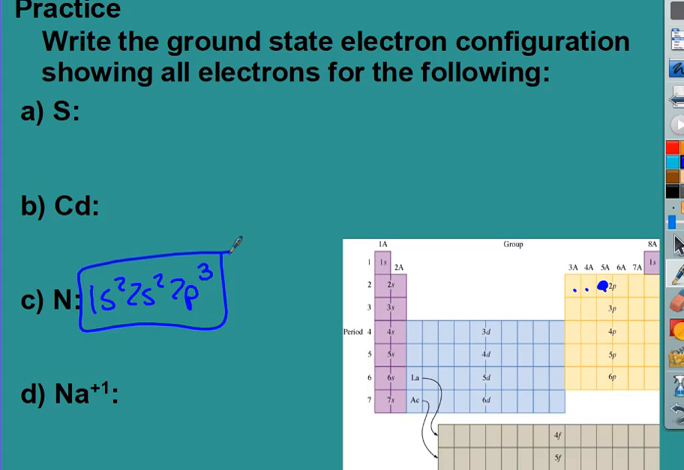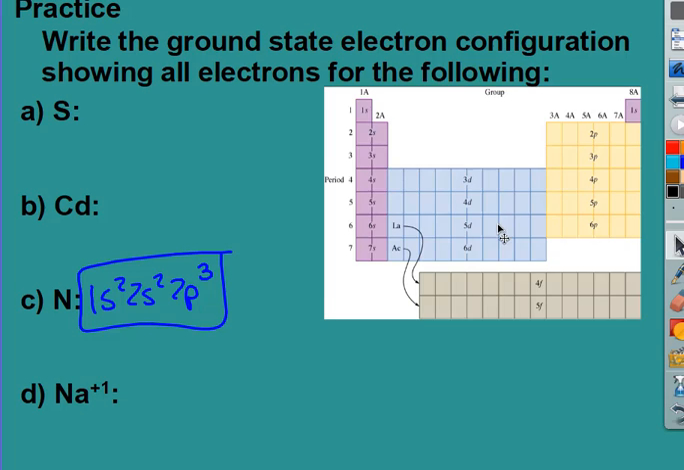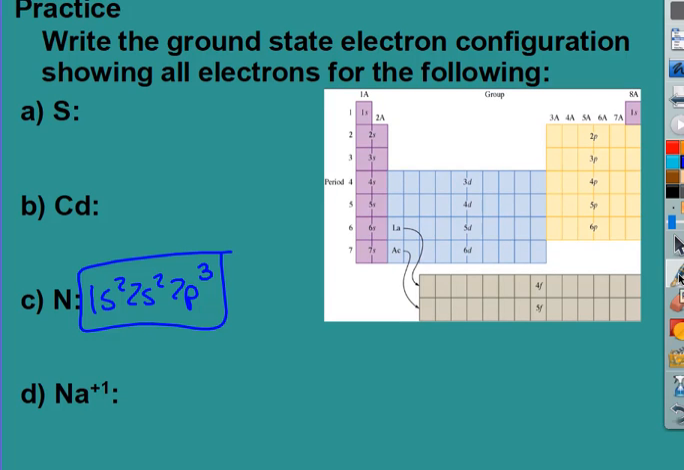For our next one, we have a charge. Sometimes it's easier to write the configuration for the atom and then figure out what the ion would be. So write the configuration for sodium, ignoring the +1. Restart when you have sodium's configuration.